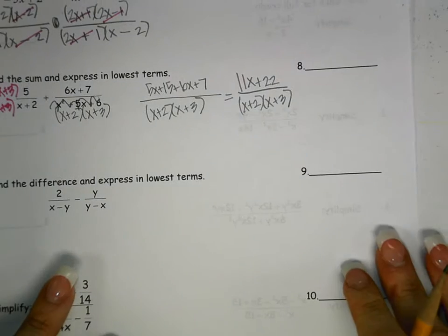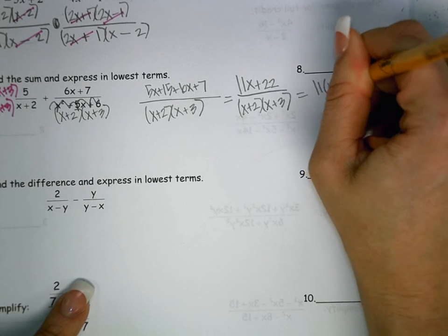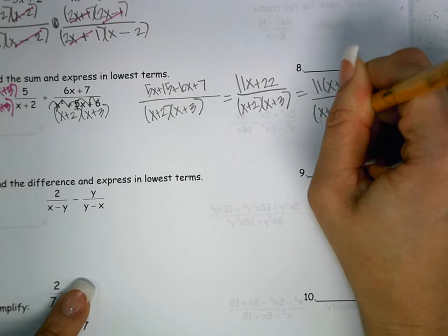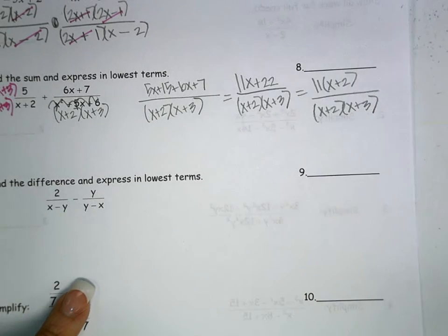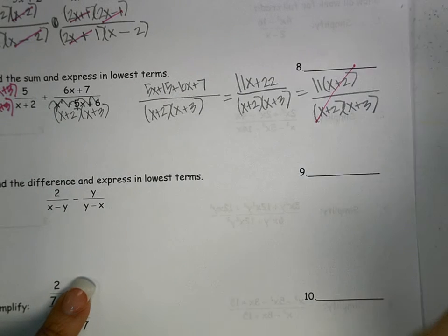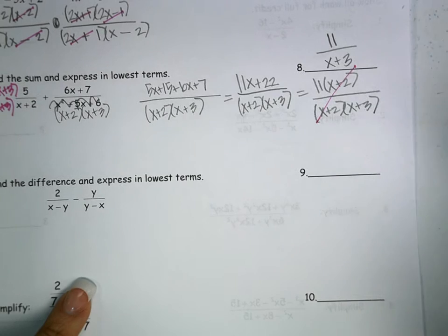This one you can take out a GCF from. So take out an 11. Left behind would be x plus 2 over x plus 2 and x plus 3. The x plus 2's reduce away. So you can end up with 11 over x plus 3.